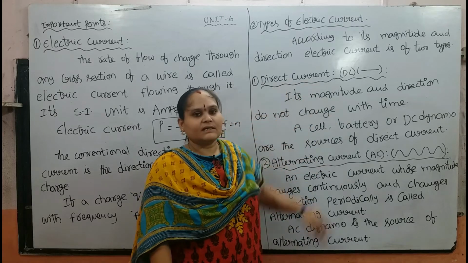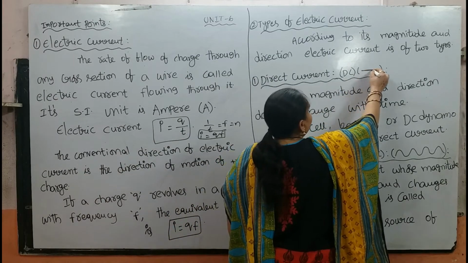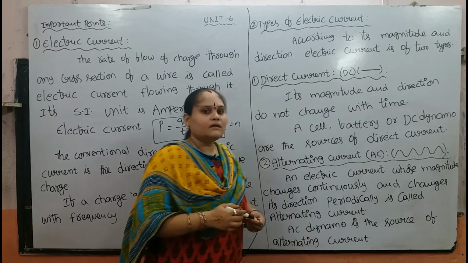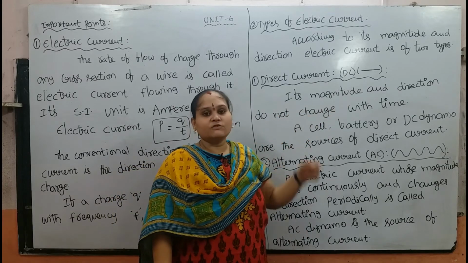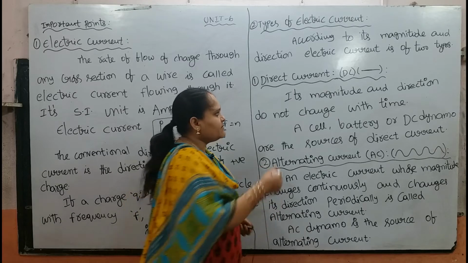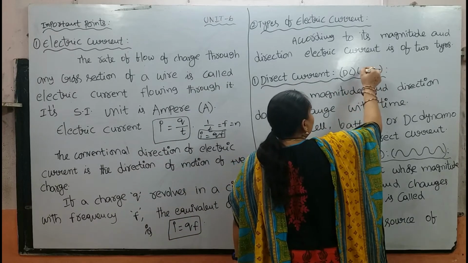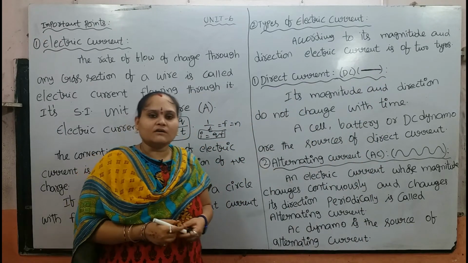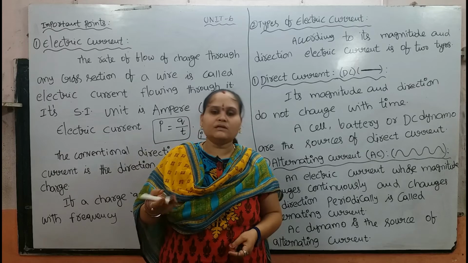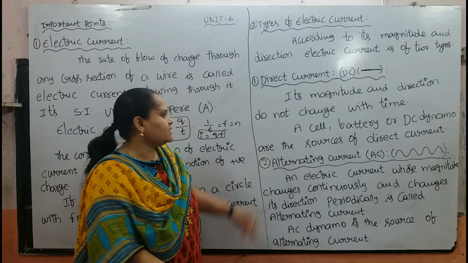One is the direct current, that means DC. It can be indicated with a straight line. Its magnitude and direction do not change with time. The time varies and the magnitude does not vary; it will be a straight line. This is the DC current. That means there is no change in its magnitude and direction after a certain time. That is a direct current, DC.